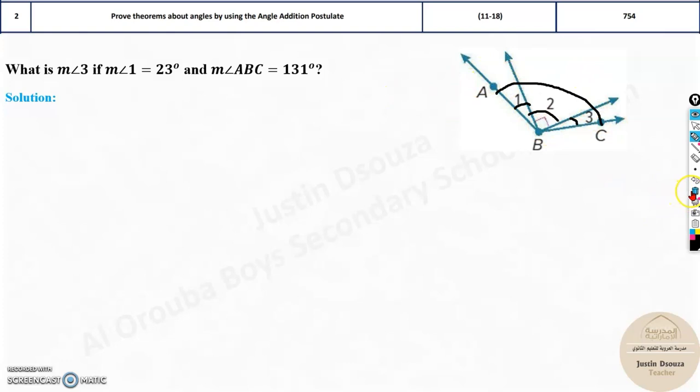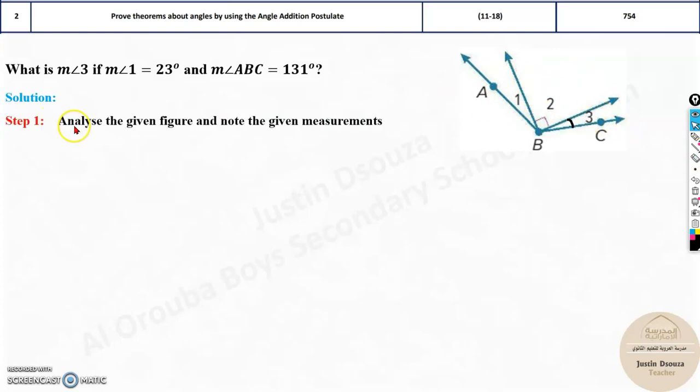So how do we find it? If this total is given, let's solve this anyway. They want to find the third one. They have given you the first and the total. You know the second is 90. All you need to do is the total minus 1 and 2 will give you the 3. Let us see over here.